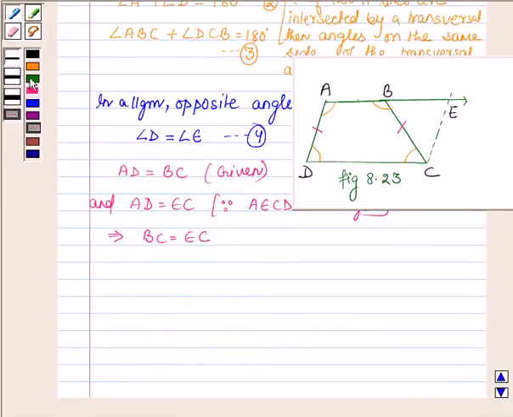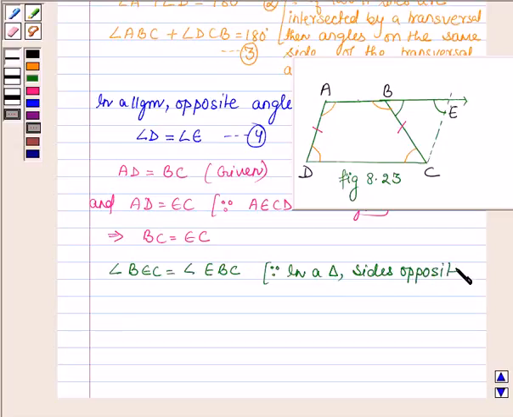or we can say that angle BEC is equal to angle EBC. That is, these two angles are equal. Since in a triangle, sides opposite to equal angles are equal. So let this be equation number 5.